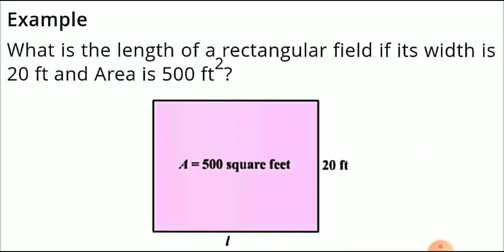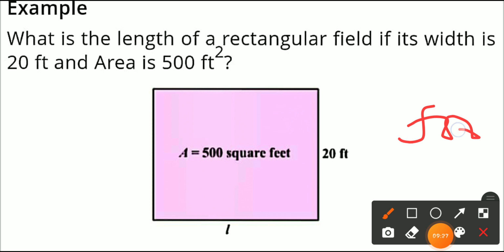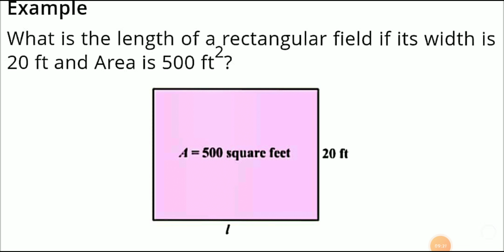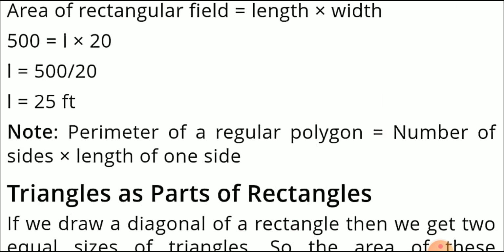Example: what is the length of a rectangular field if its width is 20 feet and area is 500 feet square? So what you will do: 500 divided by 20, the zeros cancel, and 25, the answer is 25 feet. Understand?